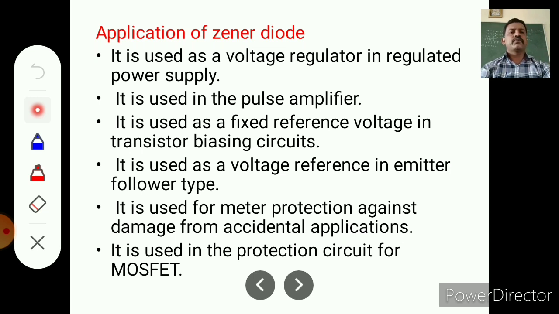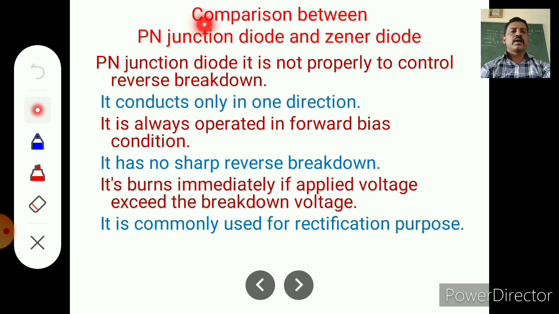So these are the few different applications of Zener diode. Comparison between PN junction diode and Zener diode. In a PN junction diode, the reverse breakdown is not properly controlled. It conducts only in one direction.